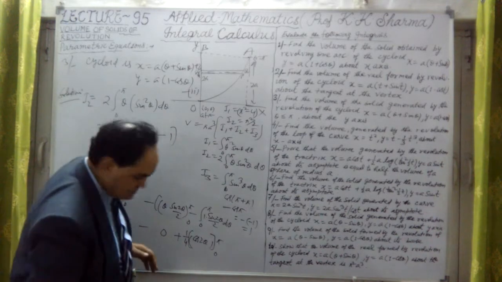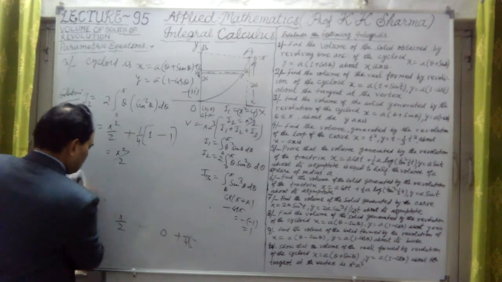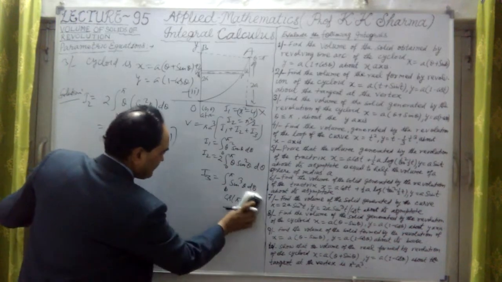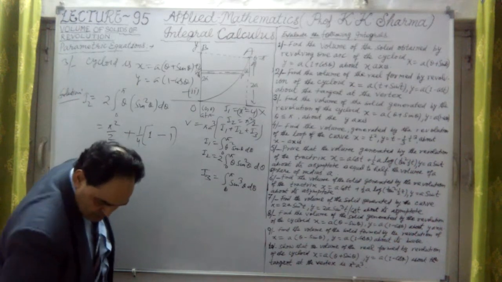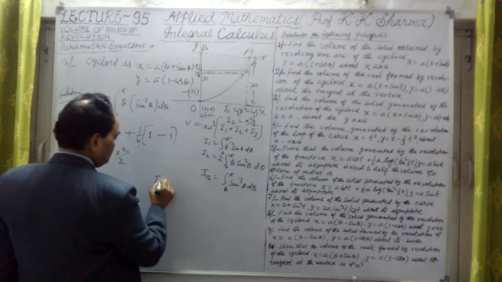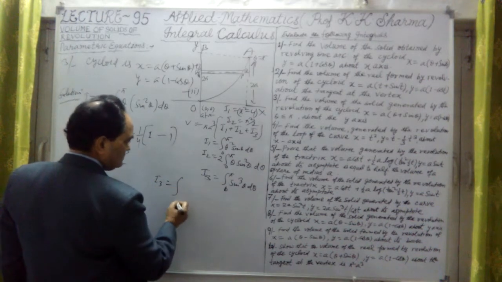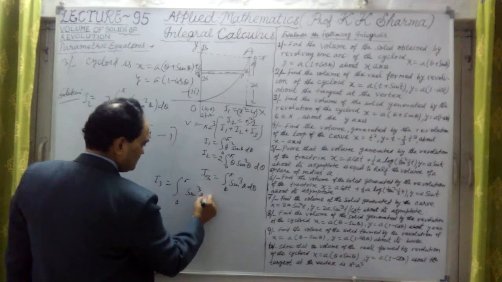Now I3, the final one. Now let me write what it is. I3. Then we will add them. Okay. Now I3 here, let me write here. I3 is integral 0 to pi sin cube theta into d theta.